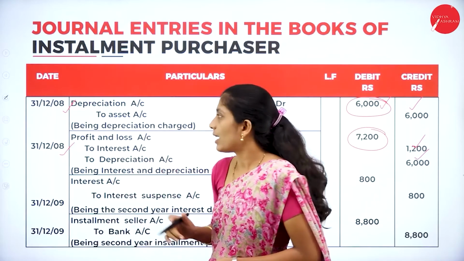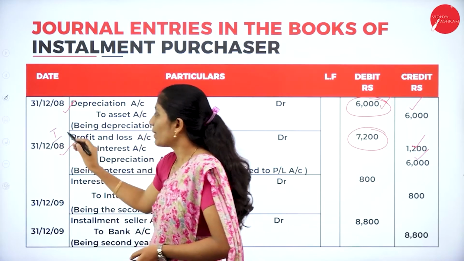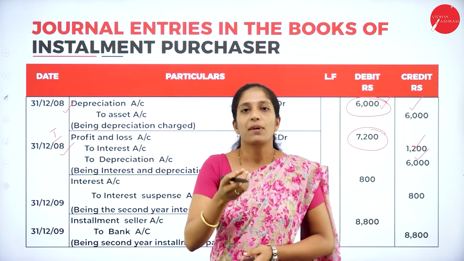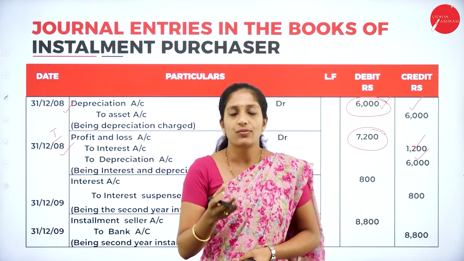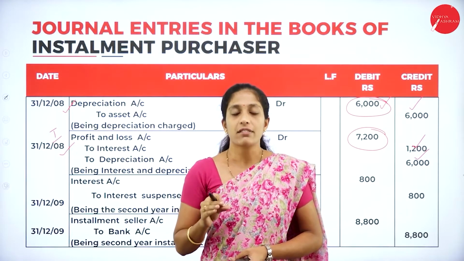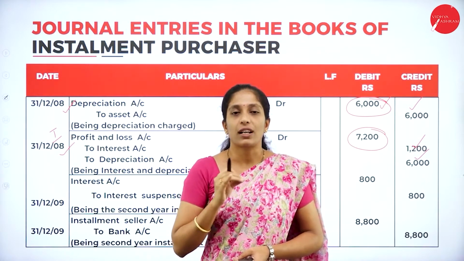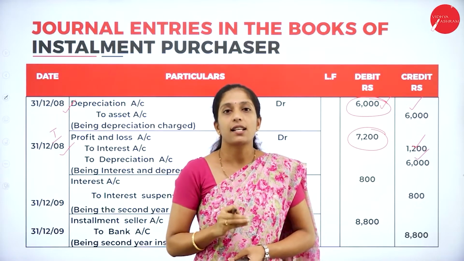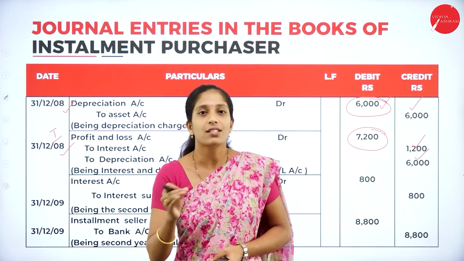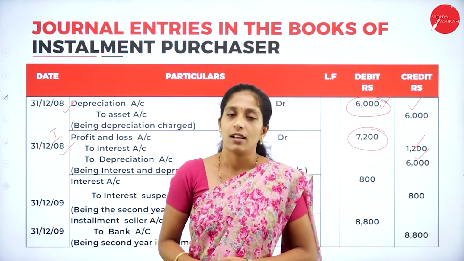Now we are done with the first year. In the first year, we have 6 entries. One is for purchase of asset, and the second one is for down payment. The third one is for interest due, the fourth one is for installment paid, the fifth one is for depreciation charged, and the last entry is for transfer of interest and depreciation to profit and loss account.